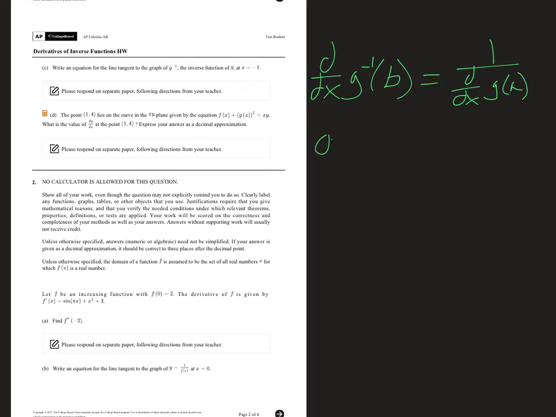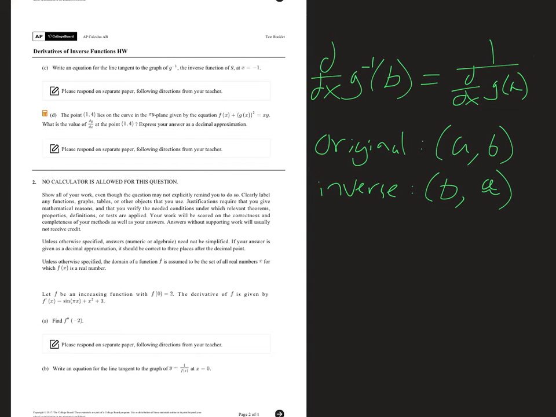Now what are a and b? Remember, the original function has the point a comma b, input a, output b. The inverse has those two values switched, because that's the definition of an inverse. You switch the input and the output.